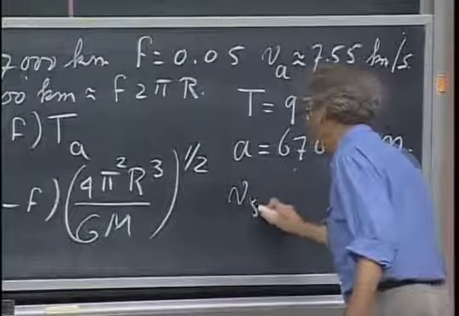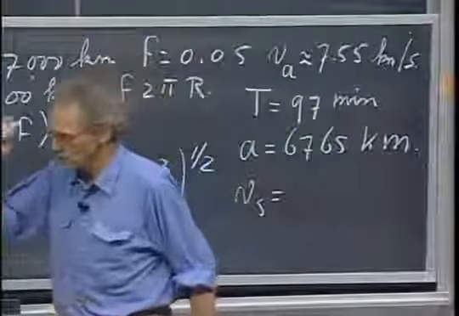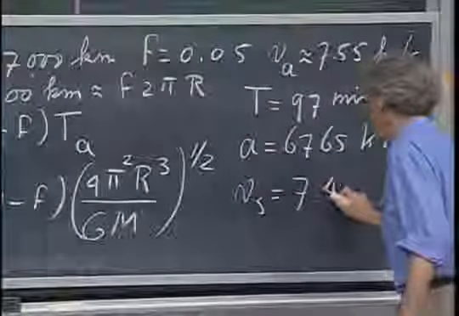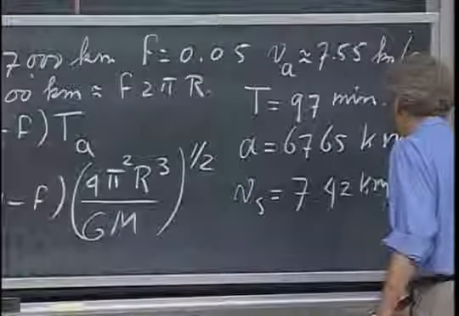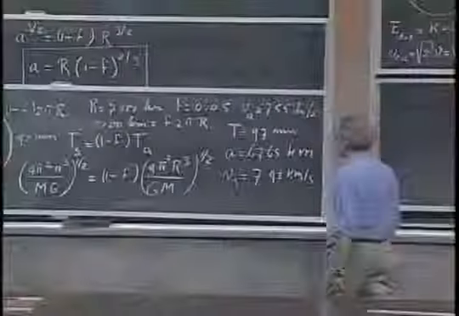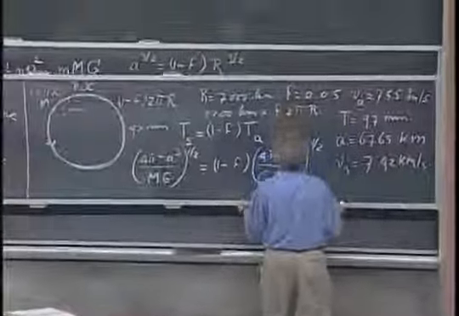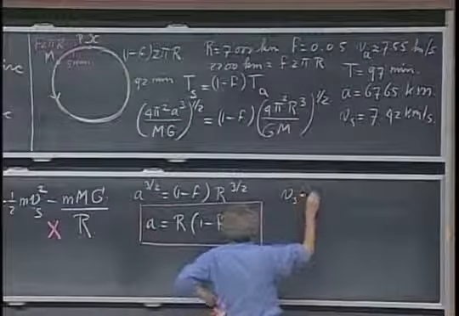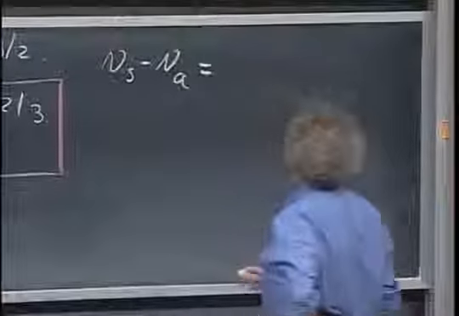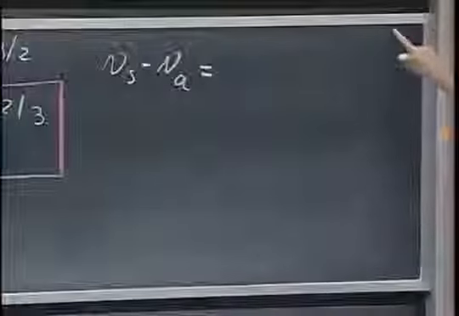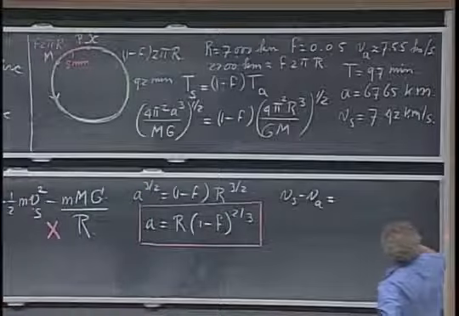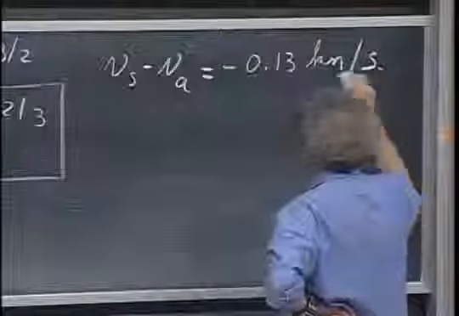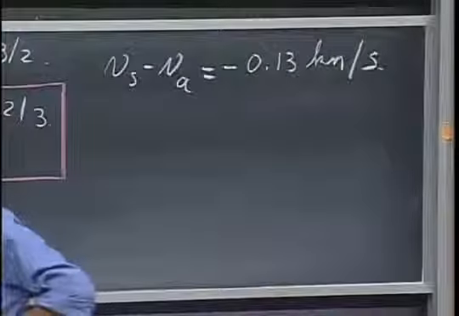The speed of the sandwich, which follows then from equation number 6, which was the conservation of mechanical energy, is 7.42 kilometers per second. Now, what matters is not so much what the speed of the sandwich is, but what matters for Peter is what is the speed that he will have to give the sandwich, which is V of S minus V of A, and that you have to subtract the speed. V of S is the speed of the sandwich, V of A is the speed of the astronauts in orbit. This is minus 0.13 kilometers per second. And the minus sign indicates that he has to throw the sandwich backwards.